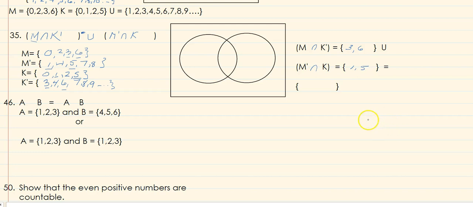Now we're going to do our set operation and add these together because it's asking for union. And we have the numbers as an answer, 1, 3, 5, and 6.